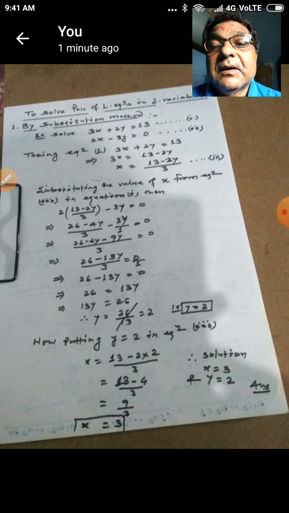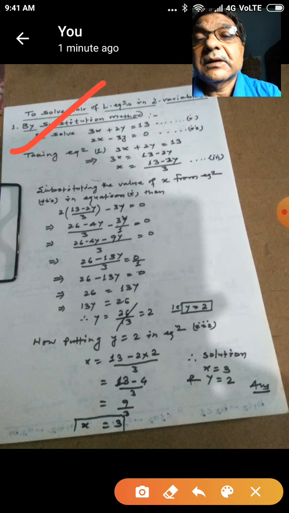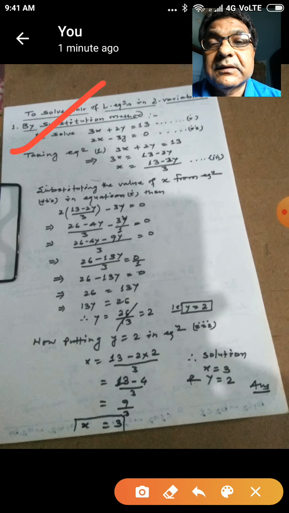We have seen that. Today we will see how these simultaneous equations are solved by other algebraic methods. So let us take them one by one. Here one method is known as the substitution method.